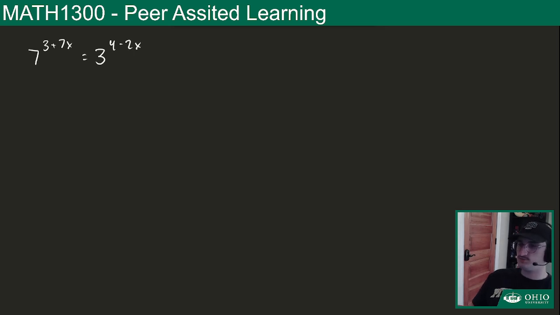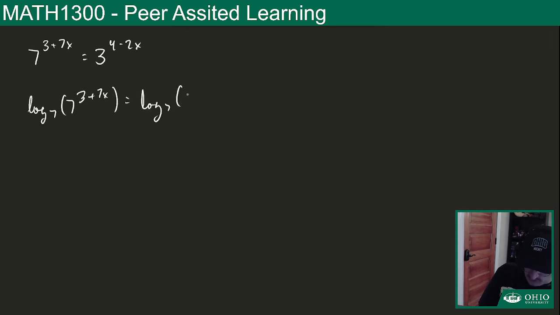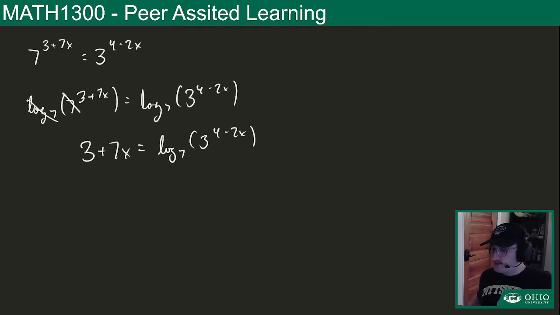sides, and I'll just choose a random base. We just want to get rid of one exponent somewhere. So let's take the log base 7 of both sides. And so let's see what we're going to end up with. Well, this log and this base will cancel. And so I'm left with 3 plus 7x equals log base 7 of 3 to the 4 minus 2x.